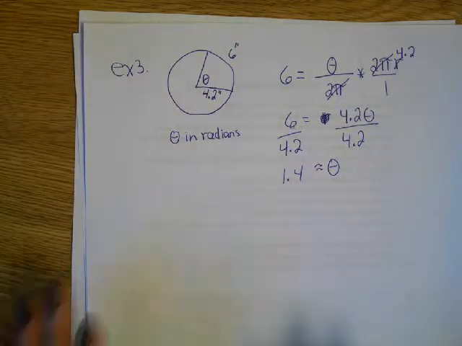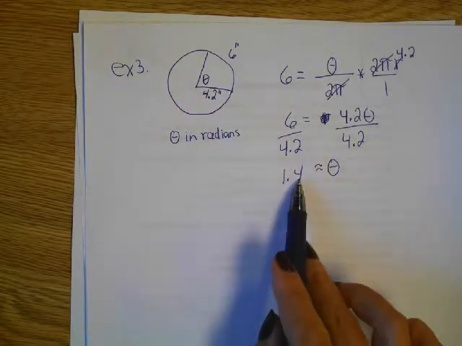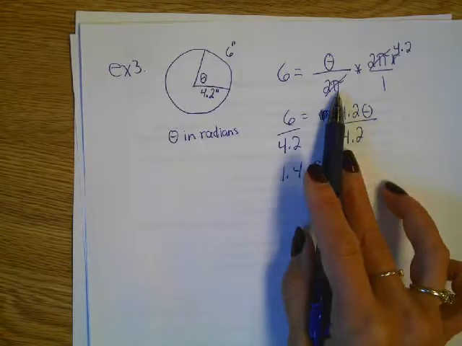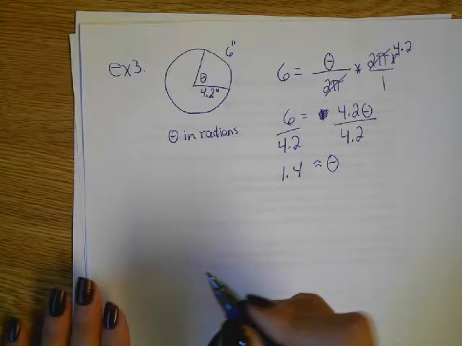Could we put it in just degrees? You could. You could convert that with our process, but I only asked for it in radians. And when you put the 2 pi under there to start with, that automatically made it a radian answer. As opposed to the next one, where I'm going to ask for degrees.